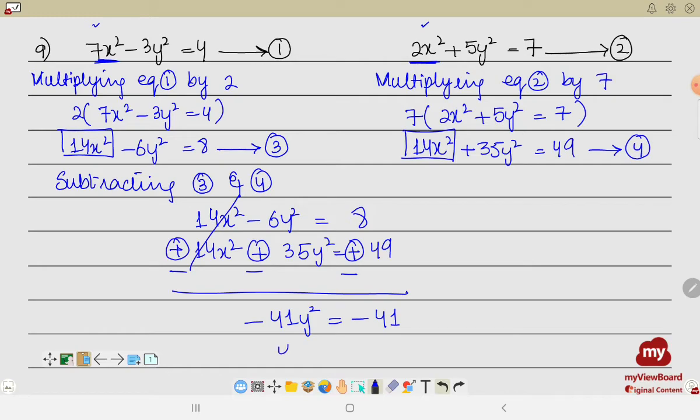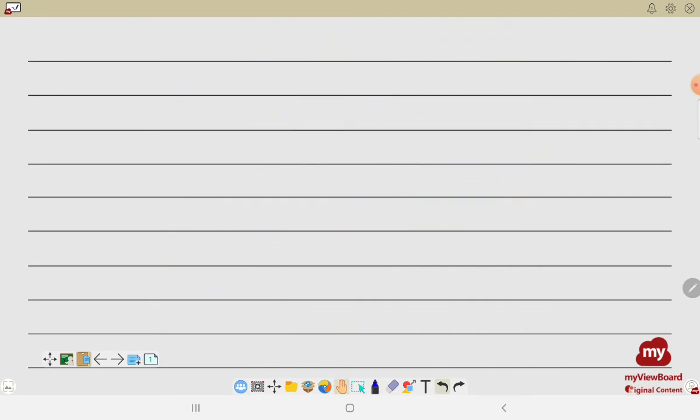So we are going to have y square is equal to 1, and when we take the square root, we get y is equal to plus minus 1, right? So now for y equal to plus minus 1, we are going to find the value of x. We'll insert this plus minus 1 in our given equation number 1. So let's write, for y is equal to plus minus 1, we'll put these values in equation number 1. Equation number 1: 7x square minus 3y square is equal to 4.